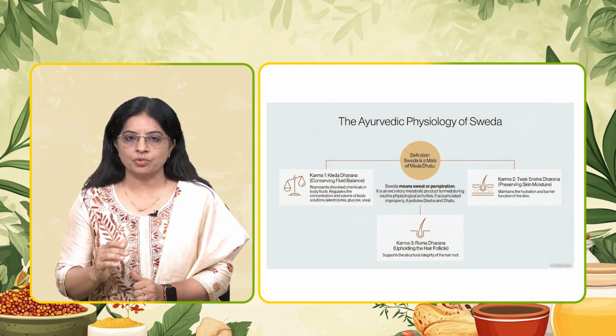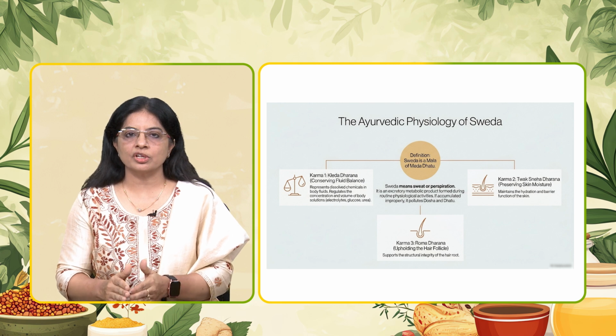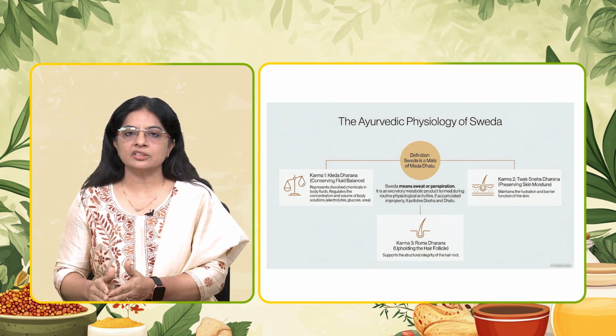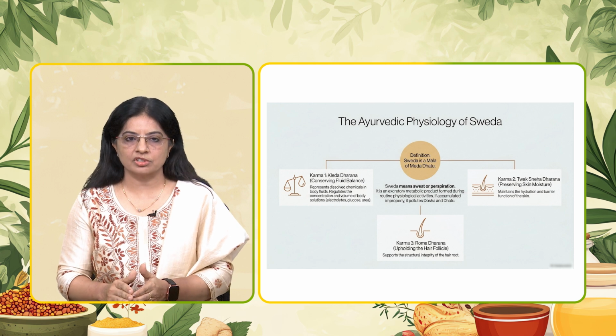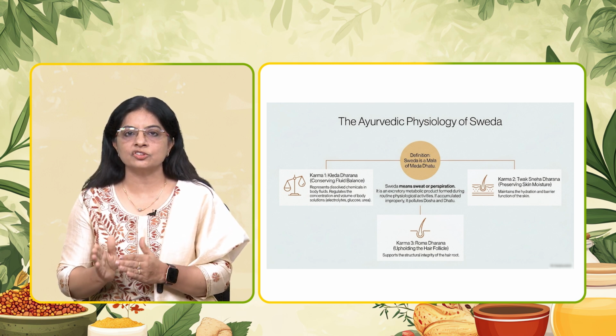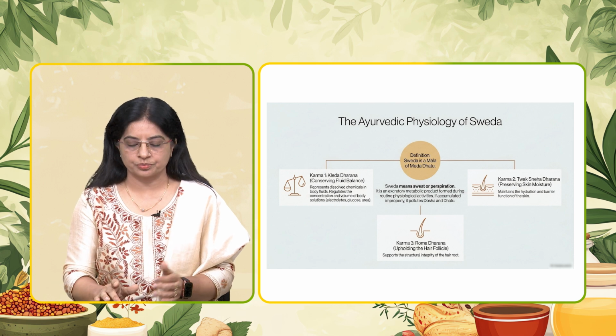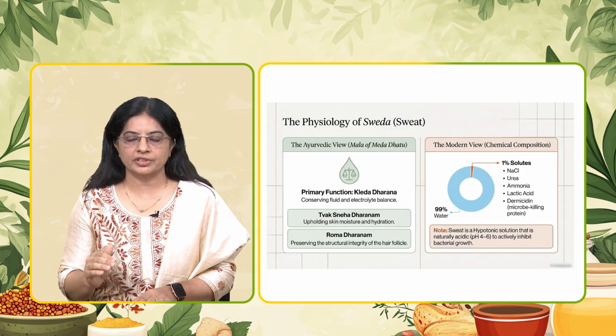So, it is important to cleanse and purify the body by removing the excess mala. Swedan is important for removing waste formed in the skin and maintaining the body temperature, that is thermoregulation. So, Swed is not just a waste product, it has physiological importance too. Now, we will see the normal function of Swed.